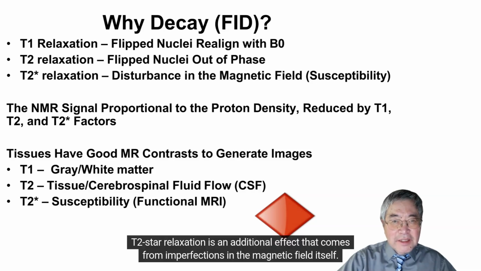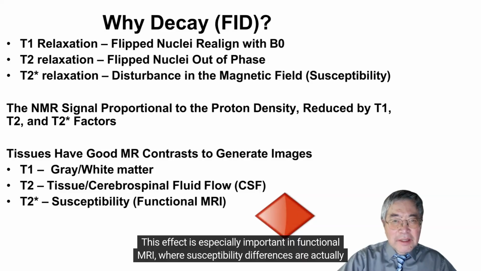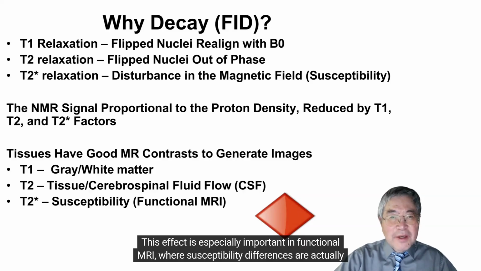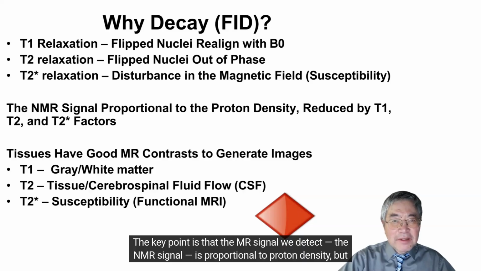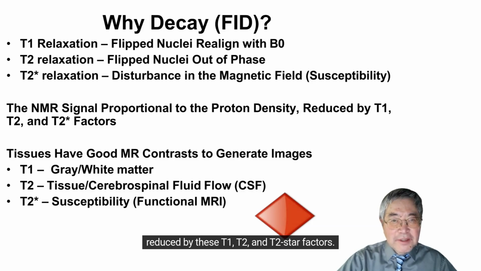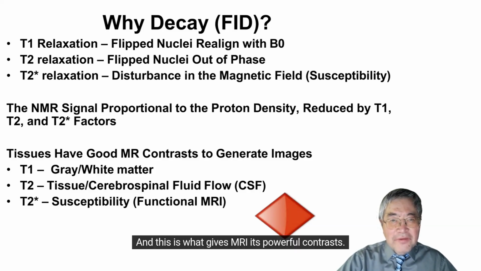T2 star relaxation is an additional effect that comes from imperfections in the magnetic field itself. The field is never perfectly uniform, and small local variations cause the spins to dephase even faster. This effect is especially important in functional MRI, where susceptibility differences are actually used to generate contrast. The key point is that the MR signal we detect, the NMR signal, is proportional to proton density, but reduced by these T1, T2, and T2 star factors. And this is what gives MRI its powerful contrasts.